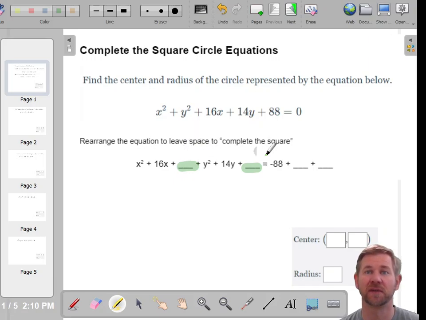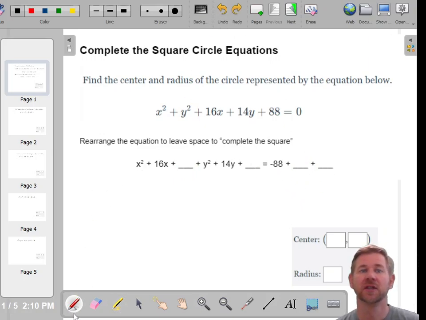y. And if you do something on the left side, you're going to have to do it on the right side. So whatever I put in this first box, I'm going to have to put right there. And then same thing with the second one. Okay? So let me remind you how to complete the square.